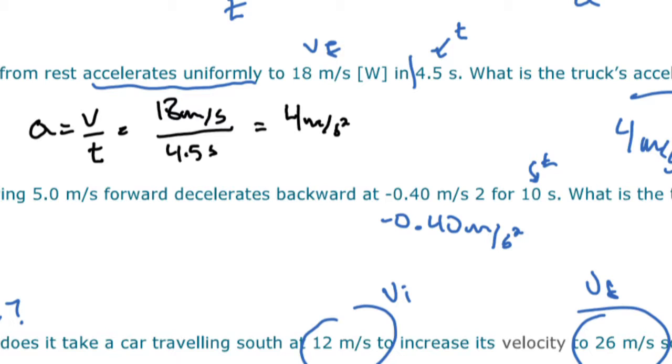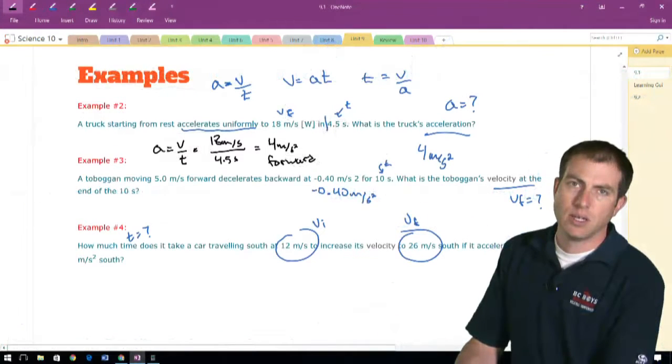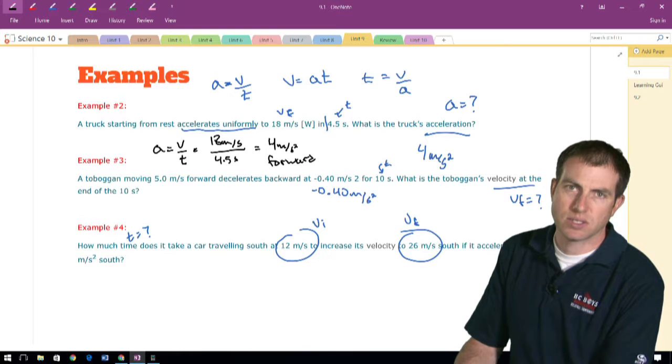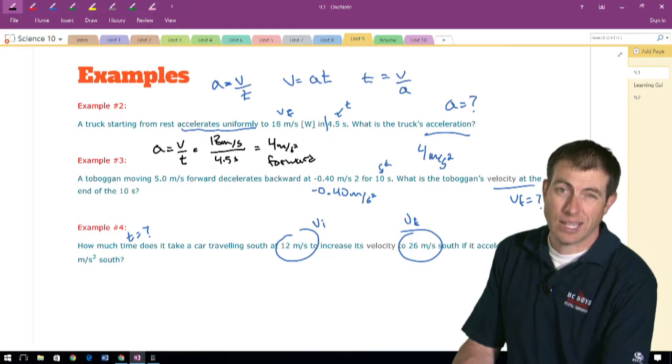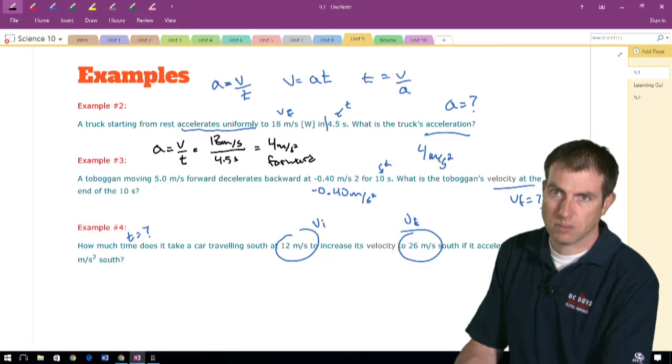And then I know it doesn't really indicate any sort of direction or anything there, but it's just a really good habit to write in a word like forward. And even if you don't know the direction, just make it up. Because if it's asking for an acceleration, it should have a direction associated with it.